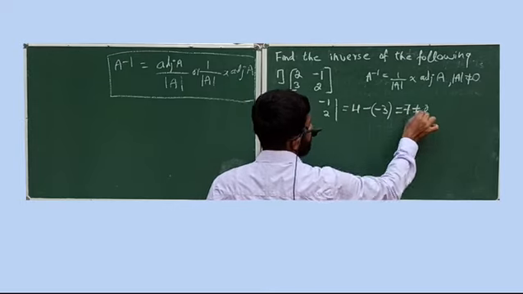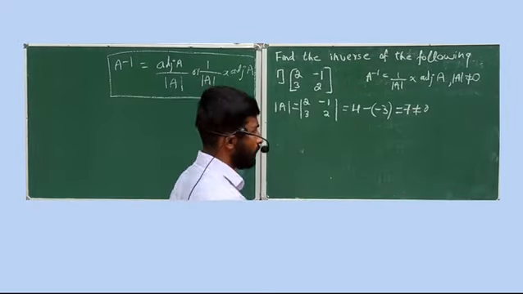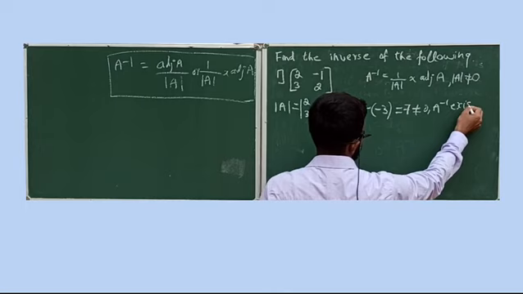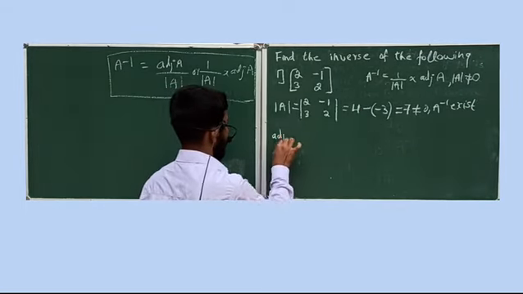Not equal to 0, right? Determinant not equal to 0. So you need to write A inverse exists. Okay, you need to write this condition. Next, what you want? Adjoint of A.